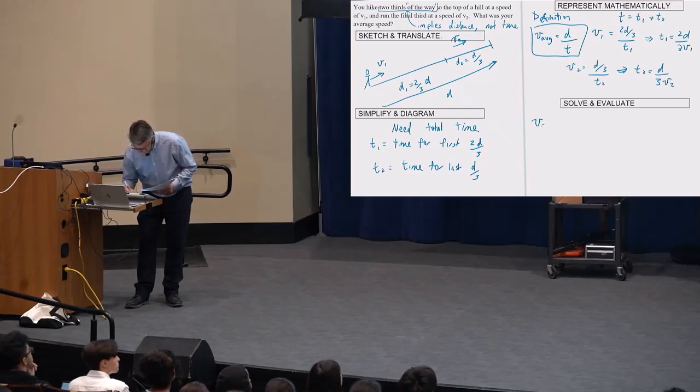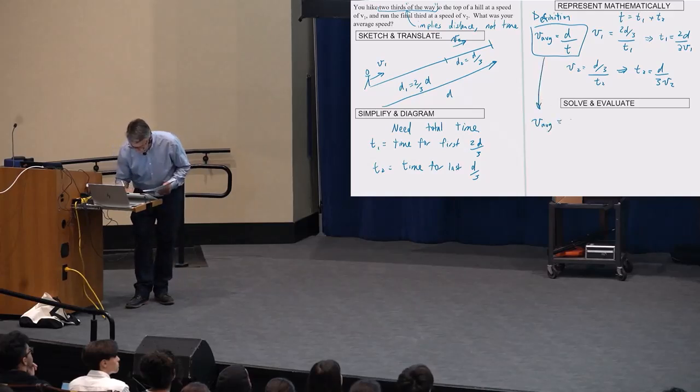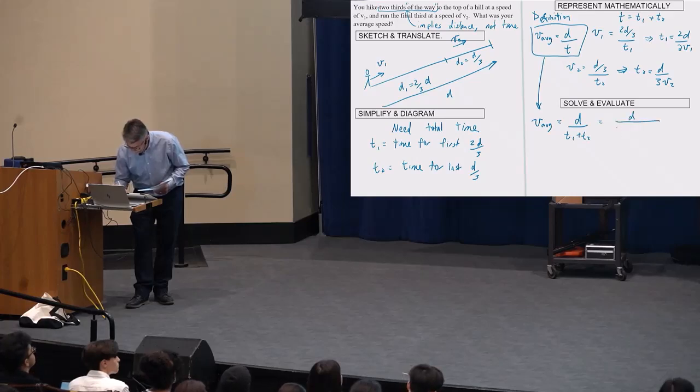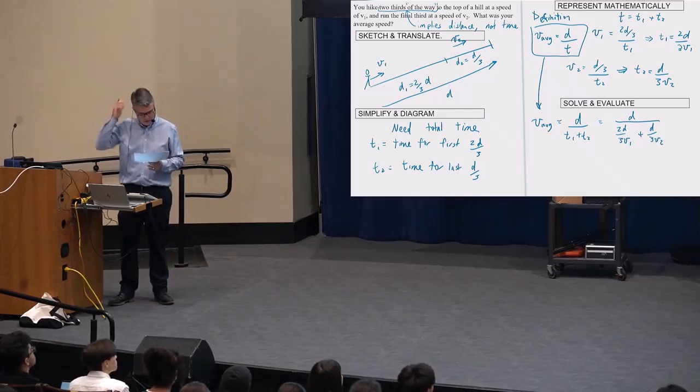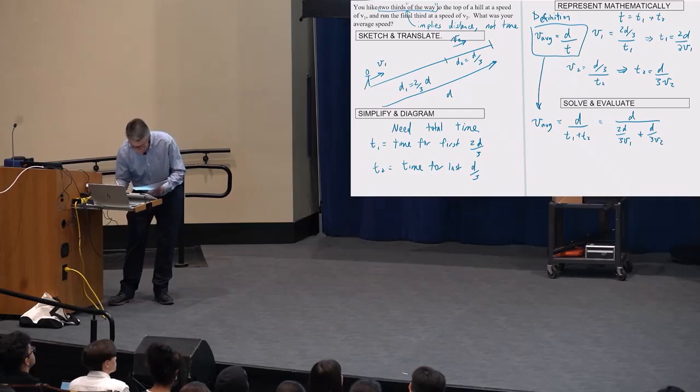So the v average from this equation here is going to be d divided by t1 plus t2. So it's d divided by 2d over 3v1 plus d over 3v2. Now you have to do some algebra to simplify that, or you should do. Although I guess that's the answer.